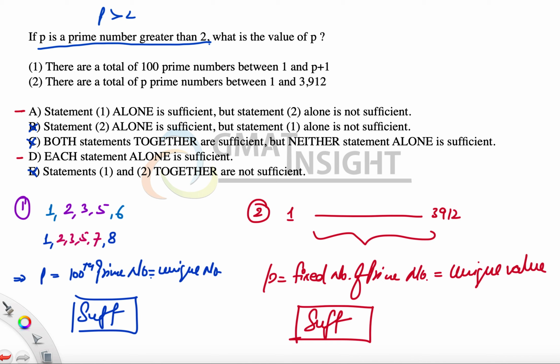Hence, the answer of the question becomes option D, which means each statement alone is sufficient to answer the question.